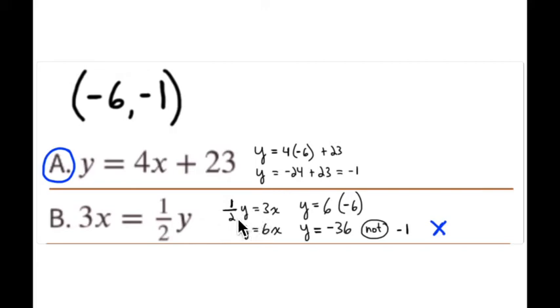So you can put the y term on the left side and the x term on the right side. Just switch them. You can do that. And so now I want to get this equation into the form of y equals mx plus b. So I have 1/2 y equals 3x. Multiply through by 2, so you get y equals 6x.